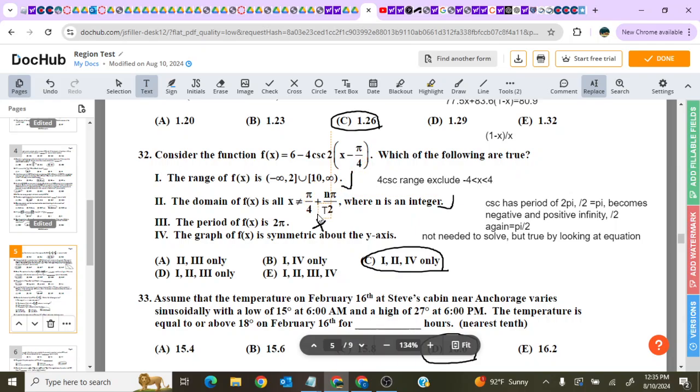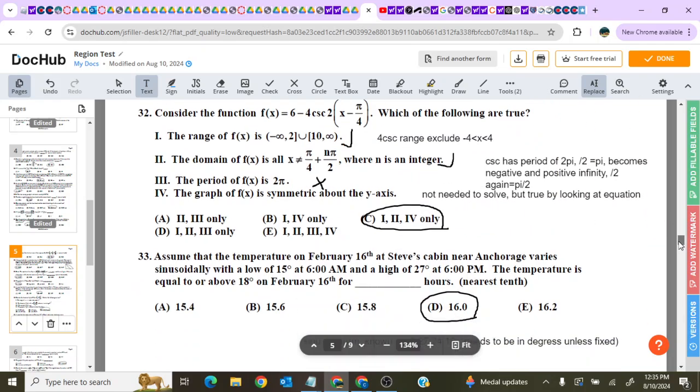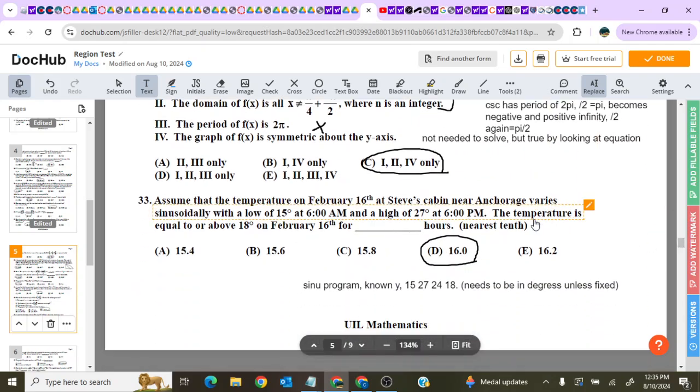That value is true. The period of the graph, as we discussed, is definitely not 2 pi. It gets multiplied by 2, so it goes down to pi. The graph is symmetric about the y-axis. If you graph the equation, you'll see that that's true. You also don't need to solve it, because knowing 1 and 2 are true and 3 is false will give you the only answer that does that.